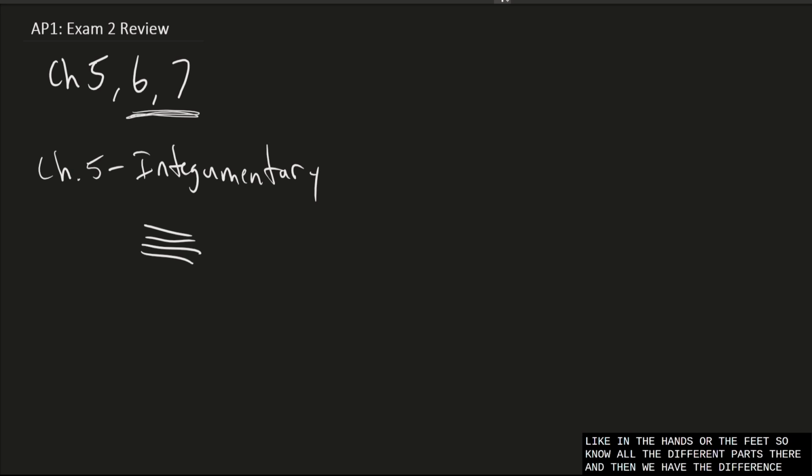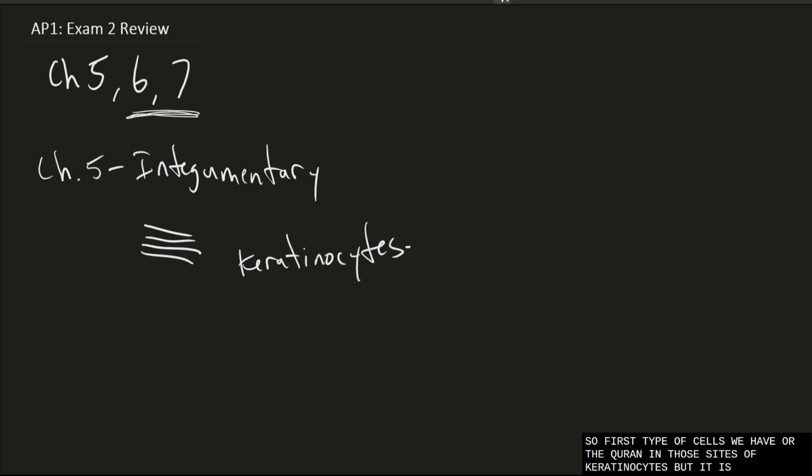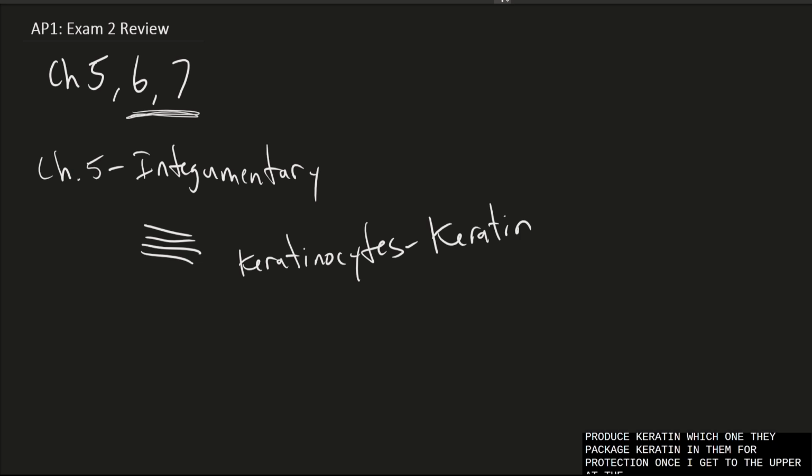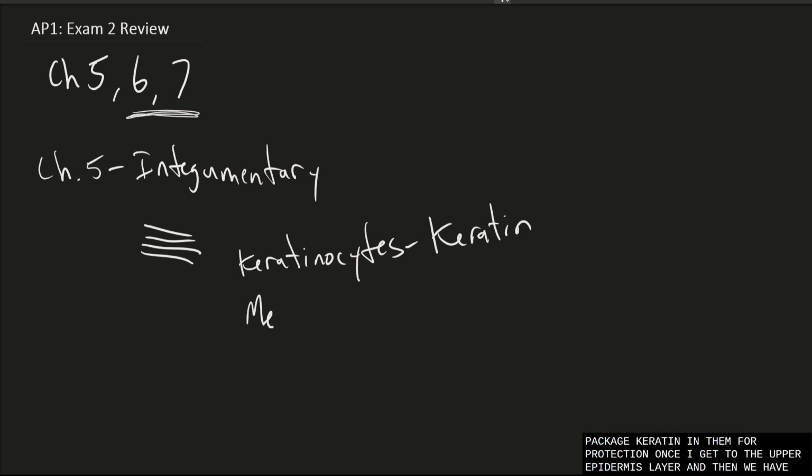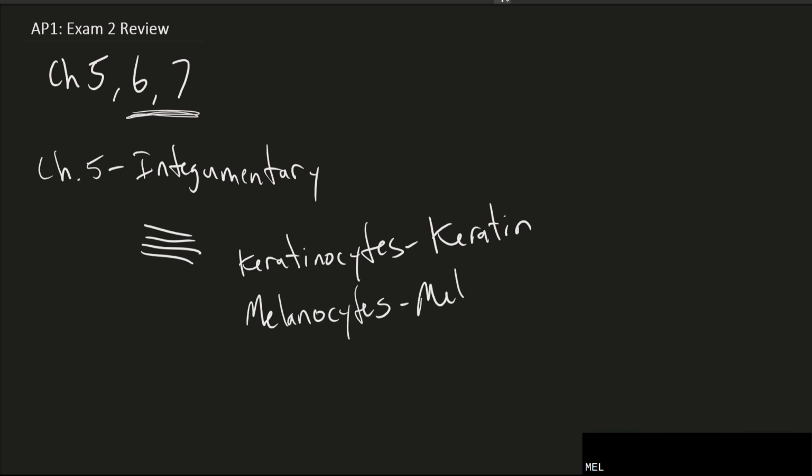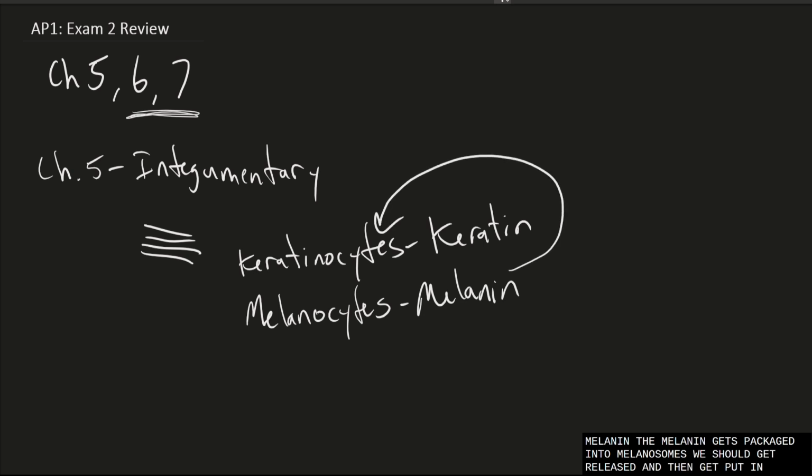And then we have the different cells that make up the skin as well. So the first type of cells we have are the keratinocytes. What do these make? These make keratin. So these cells produce keratin, which they package in them for protection once they get to the upper epidermis layer. And then we have melanocytes. These produce melanin. So melanin gets packaged into melanosomes, which then get released and put into keratinocytes.